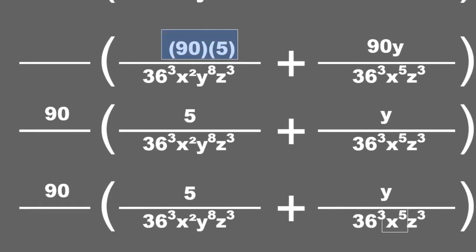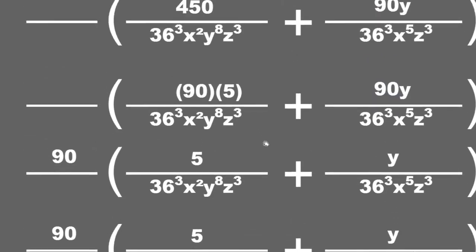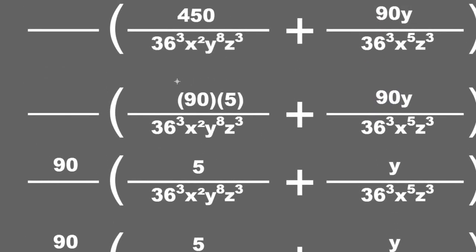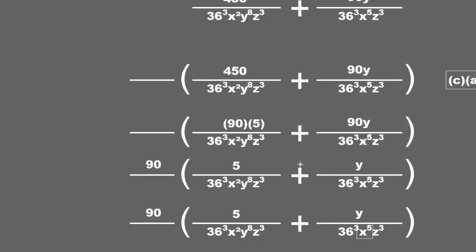So I'm going to write it back as 90 times 5, because if I do that, now I have 90 in this term and 90 in this term, and I can take the 90 outside of the parenthesis. Here you can see 450, 90 times 5, and now I have the 90 outside of the parenthesis. If I want to go back, it becomes 90 times 5, which is 450, and 90 times y, which is 90y, which is what I had before. So now I have taken the 90 as a common factor and taken it outside.